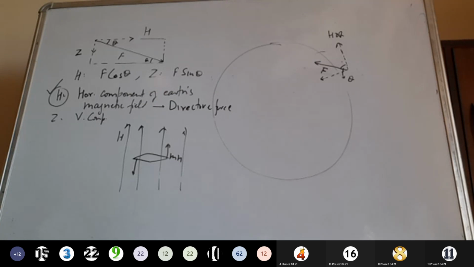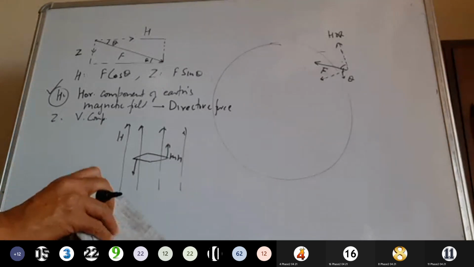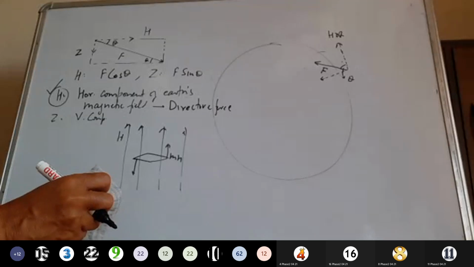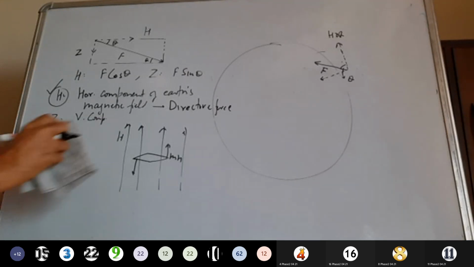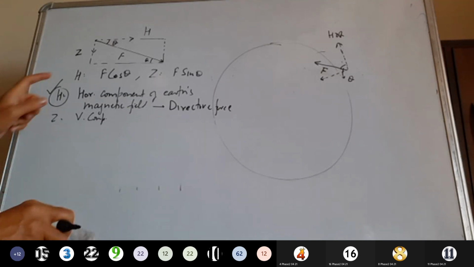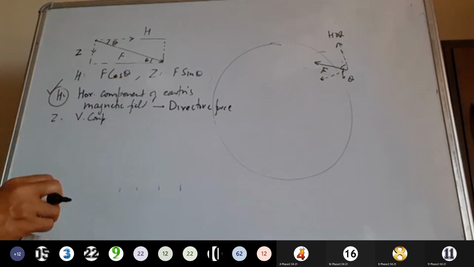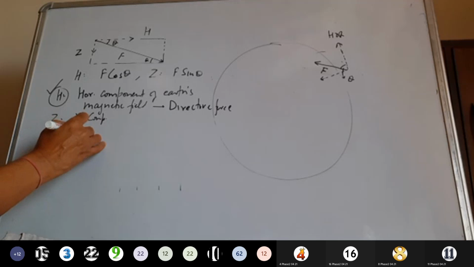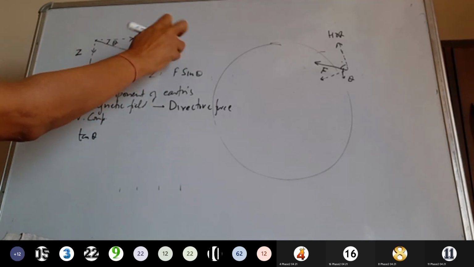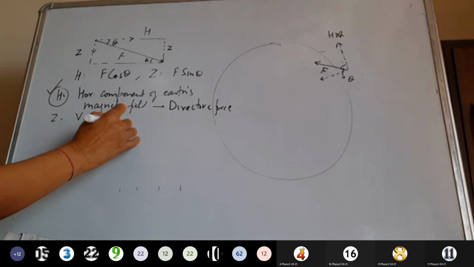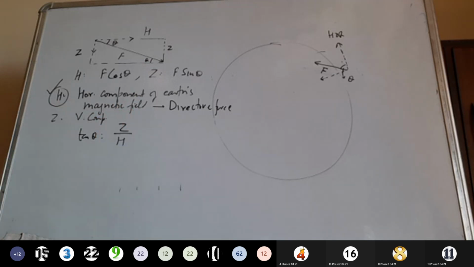Okay. So the value of Z at different places of the world is also tabulated and available. Actually, if you know F and you know theta, then you can find out H and Z. H is equal to F cos theta, Z is equal to F sin theta. So tan theta will be equal to Z upon H.